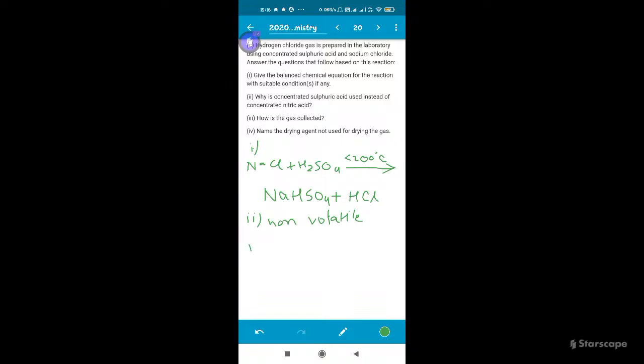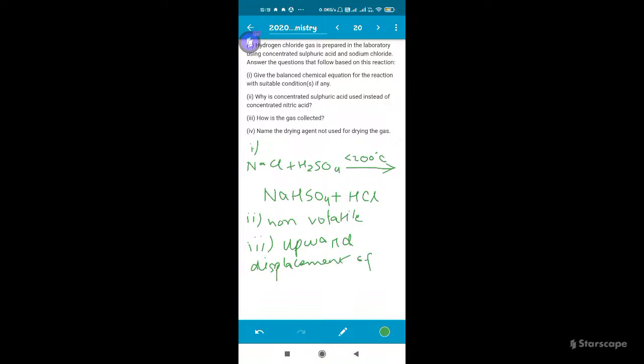Now your third question is, how is the gas collected? By the upward displacement of air, because HCl, hydrogen chloride gas, is heavier than air. So the air will be removed and hydrogen chloride gas will take its place. Upward displacement of air.